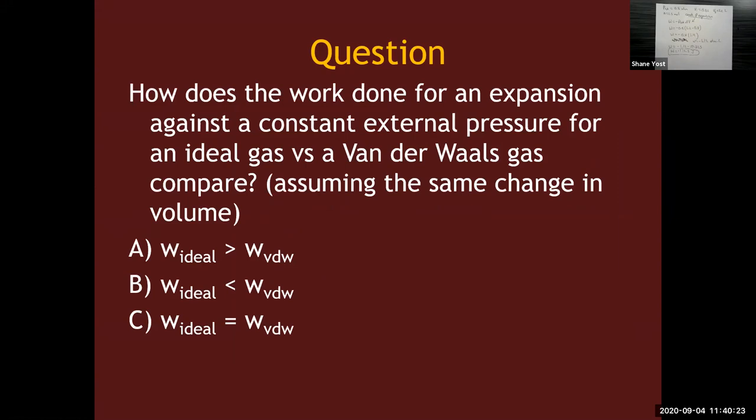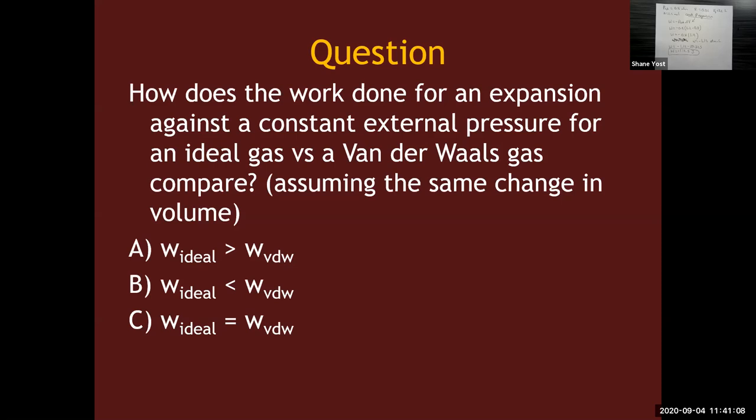So what is the expression for calculating the amount of work done when I expand against a constant external pressure? It's w = minus P external delta V. In this case, P external is going to be the same for both gases, and the change in volume, which I made sure to indicate, is the same. So the work is going to be exactly the same between these gases, and again, it's because they're expanding against a constant external pressure.